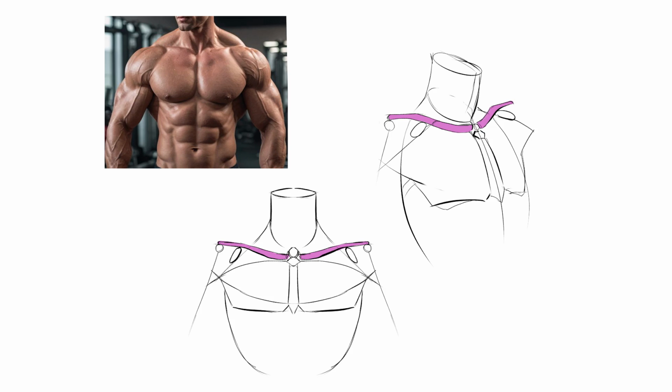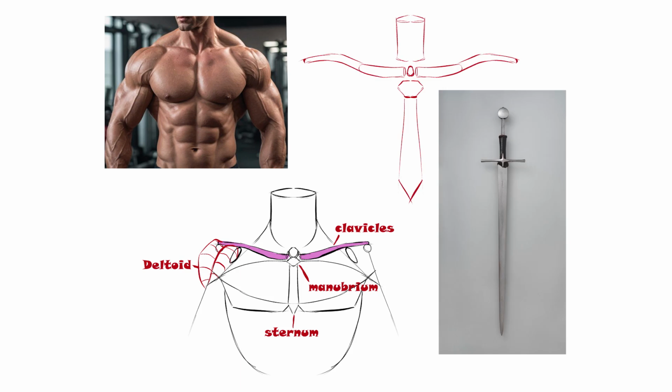And this bone in particular was so important to study well, since I learned later that the chest muscle and the deltoid, which is the shoulder, are actually attached to it, in a way. And the whole neck, clavicles, manubrium, and sternum remind me of a sword, as in the shape.